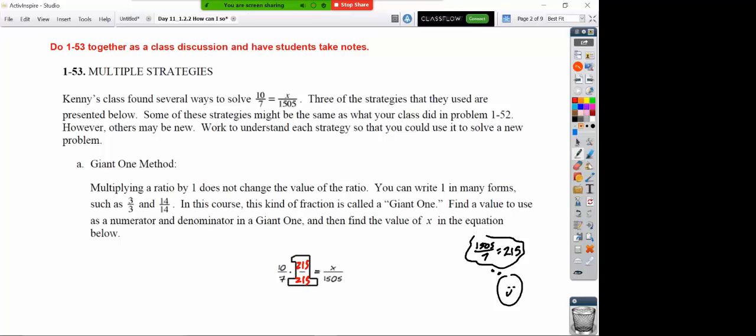So 7 times 215 is 1505, and 10 times 215 is x. Let me write that down. 10 times 215 is equal to the x I'm looking for. So x must equal 2,150. That is the giant 1 method. Find an equivalent value of 1 and use your methods of multiplying fractions to find the missing variable.